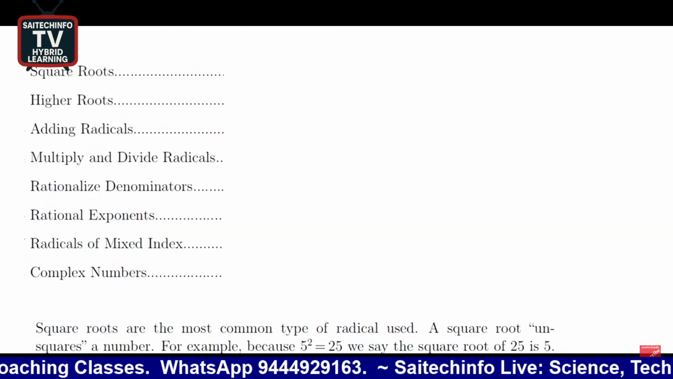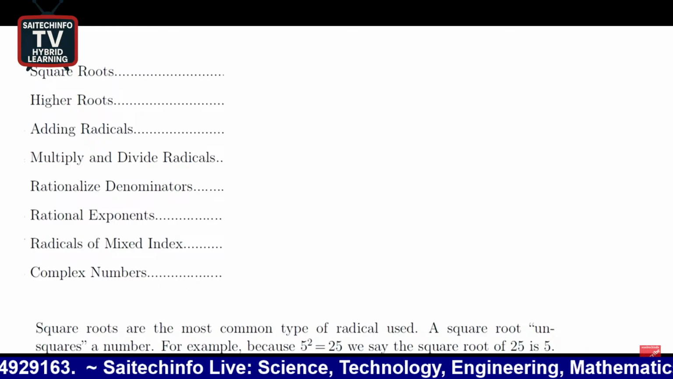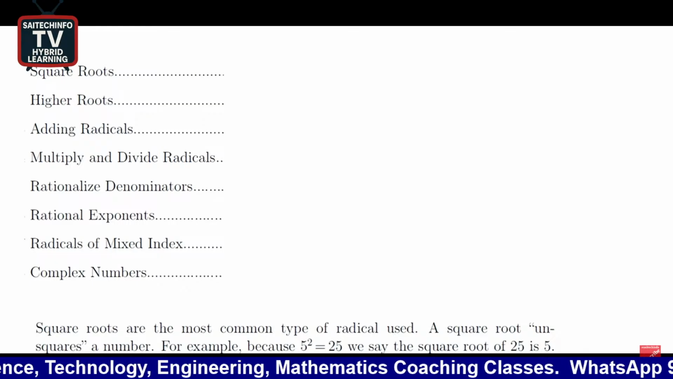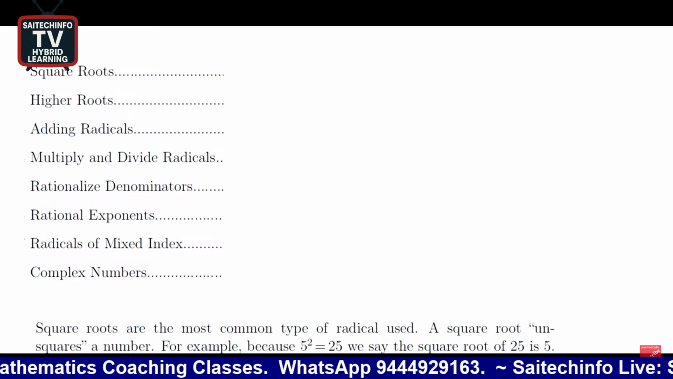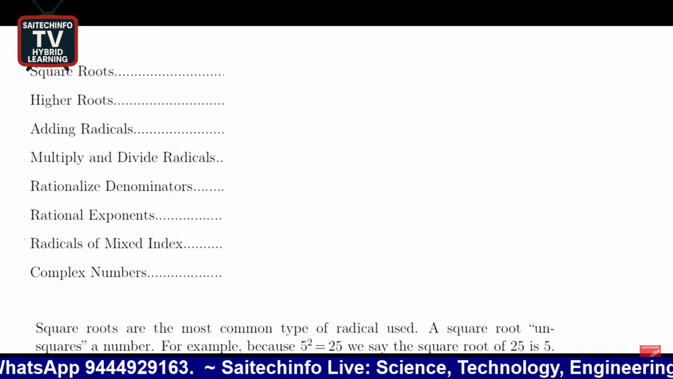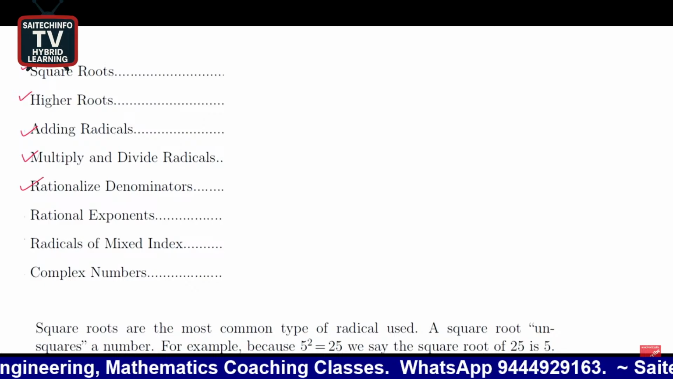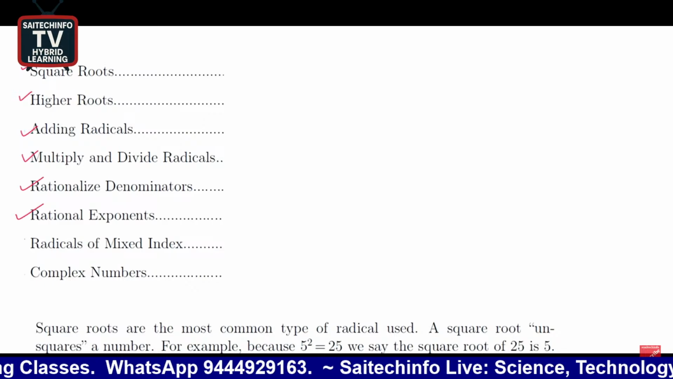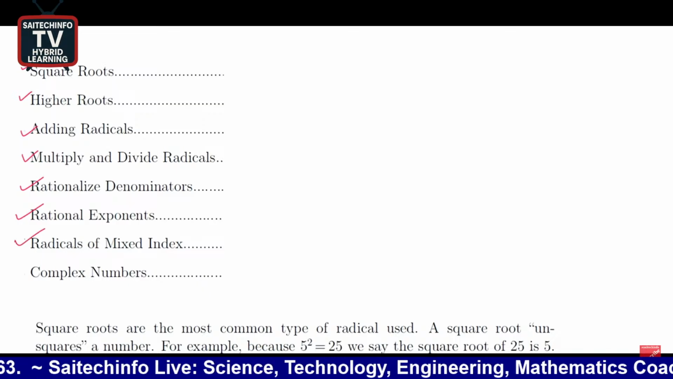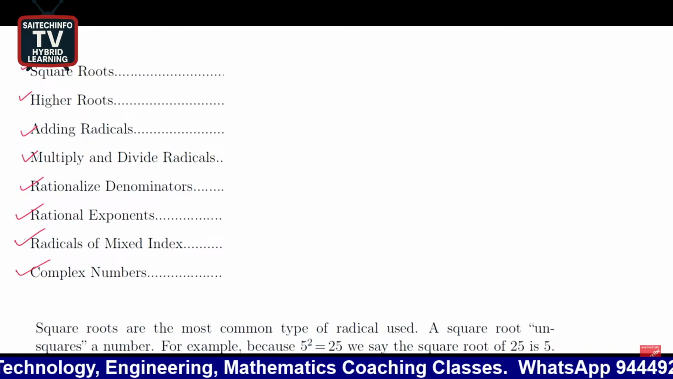இப்போது சர்ட்ஸ் அப்படிங்கிற டாபிக் தான் நம்ம பார்க்க போகிறோம். மேத்தமேட்டிக்ஸில் பல பேர் சர்ட்ஸ் அப்படின்ற அந்த ஒரு ஆஸ்பெக்டில் தான் நிறைய டிஃபிகல்ட்டி லெவல் இருக்குது. இந்த சர்ட்ஸ் அப்படிங்கிறது என்ன? ஸ்கொயர் ரூட்ஸ், அதுக்கப்புறம் ஹையர் ரூட்ஸ், adding the radicals, then how to multiply and divide the radicals. ஸோ இதெல்லாம் நம்ம ஒவ்வொன்றா பார்ப்போம். தென் rationalize the denominators and what is rational exponent, then radicals of mixed index, and finally I'll explain about complex numbers.